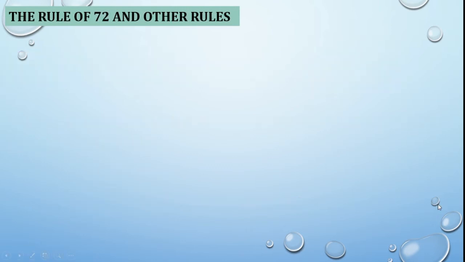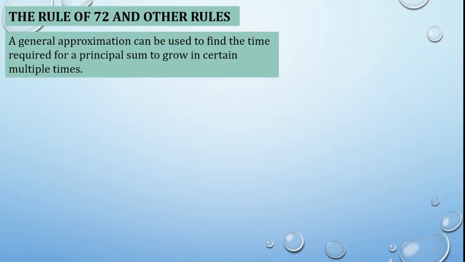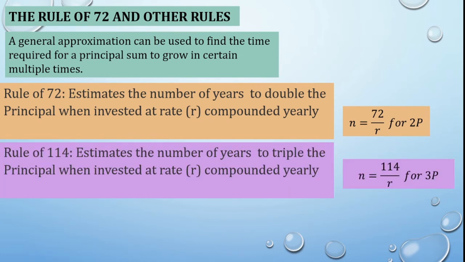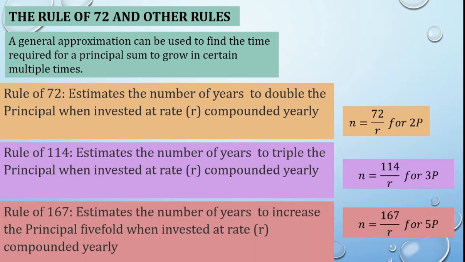The rule of 72 and other rules. A general approximation can be used to find the time required for a principal sum to grow in certain multiple times. Rule of 72 estimates the number of years to double the principal when invested at rate R compounded yearly. Rule of 114 estimates the number of years to triple the principal when invested at rate R compounded yearly. Rule of 167 estimates the number of years to increase the principal fivefold when invested at rate R compounded yearly.